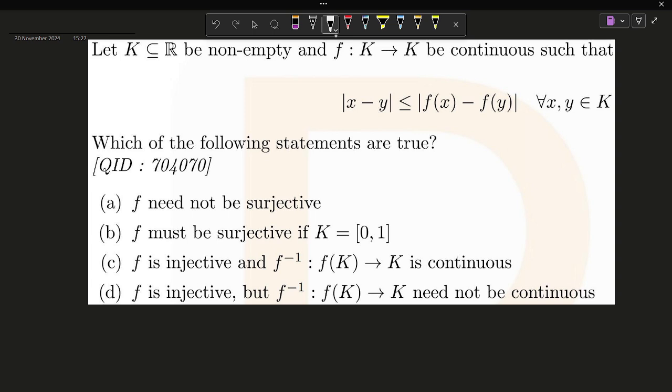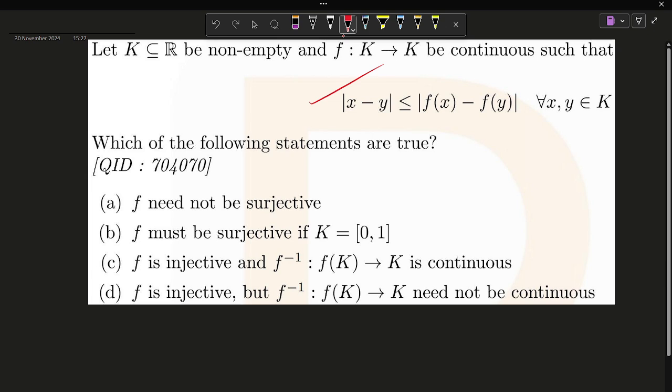So this question is from our continuity chapter, from real analysis. The question says: let K be a non-empty subset of R, and the function f from K to K be continuous such that |x - y| is less than or equal to |f(x) - f(y)| for all x, y belonging to K.